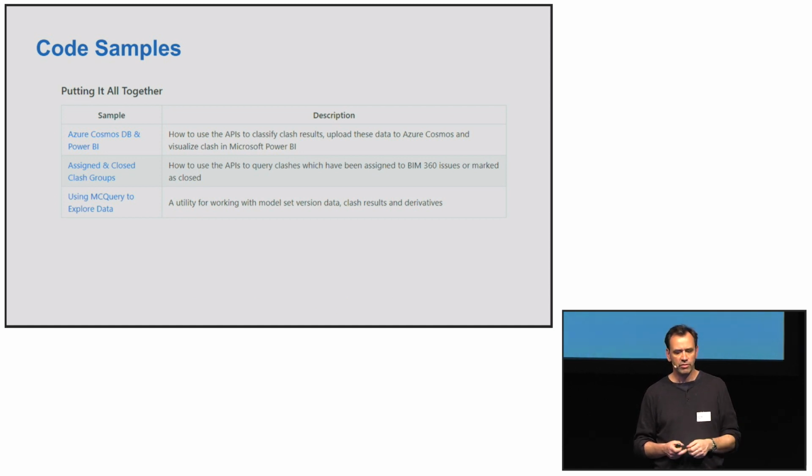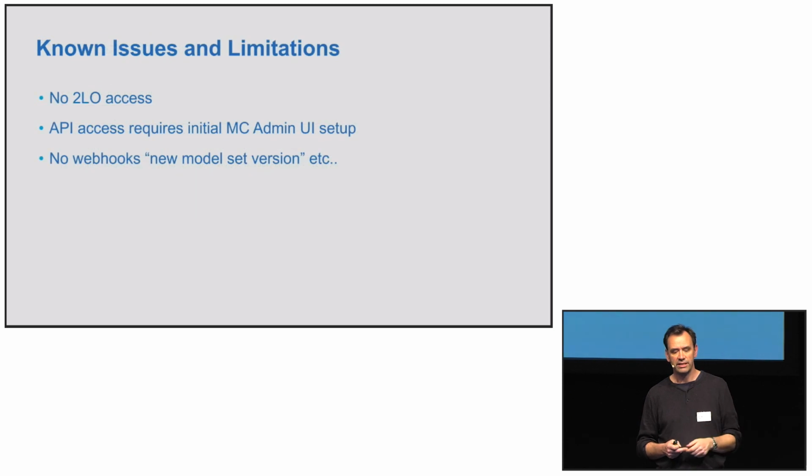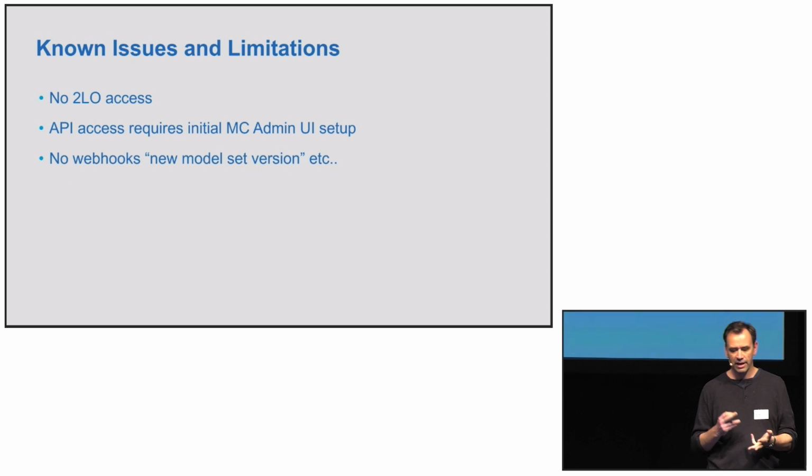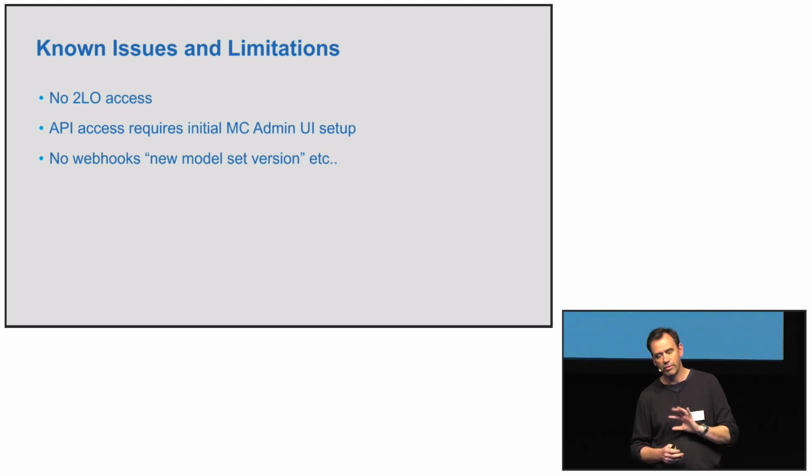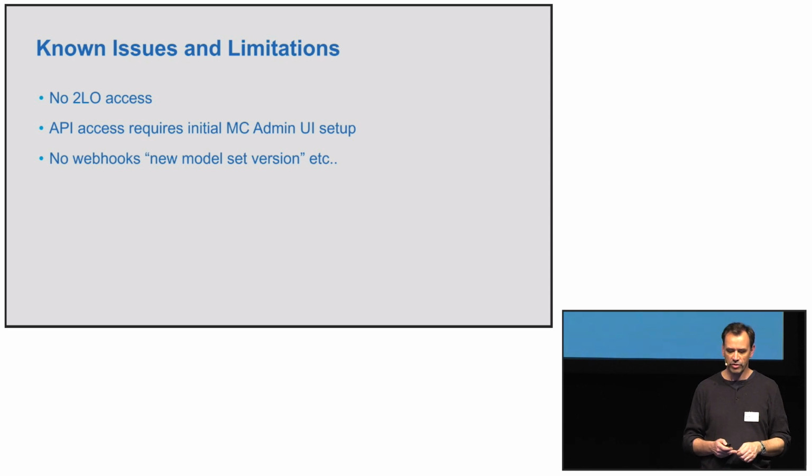A couple of things to bear in mind for our first release: currently it's only 3.0 access, and we can't get around it. The API access requires an initial model coordination admin setup. There is a component of that you're going to have to do. The other thing is that currently there are no webhooks against the new model set version, so you have to poll that endpoint. However, as our product evolves, that will change.